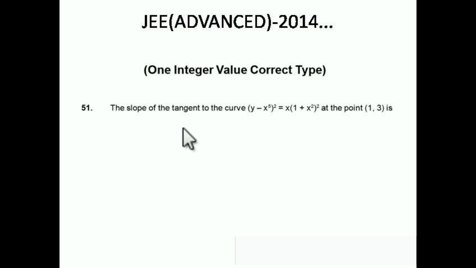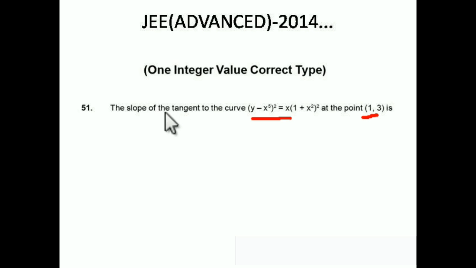Now in this question the answer is only an integer value. The question says: the slope of the tangent to the curve (y minus x to the power 5) whole squared equals x into (1 plus x squared) whole squared at the point (1, 3) is. Now we have to find the slope at this particular point. That value comes out as an integer and we have to write it.